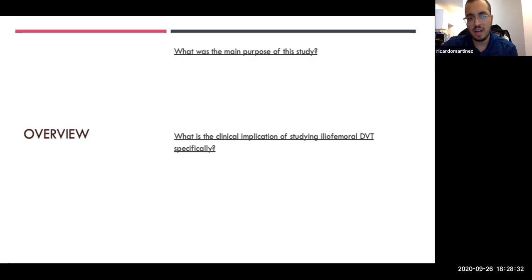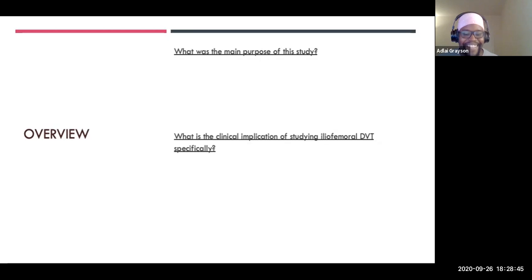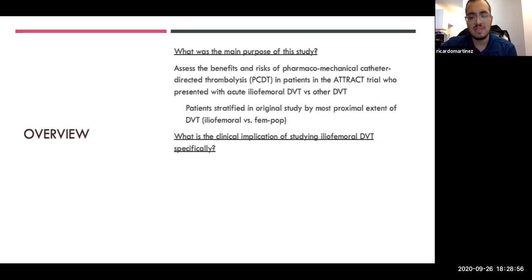Yeah. Do you remember why they were studying iliofemoral DVT specifically? Not to put you on the spot here, anyone can answer this. Austin kind of alluded to this in his presentation as well. Yeah, that's where most of our proximal DVTs that lead to PTS are, iliofemoral or caval. Yeah, so basically this study assessed the benefits and risks of PCDT in patients in the ATTRACT trial. They pulled the patients in the ATTRACT trial who presented with acute iliofemoral DVTs versus other types of DVTs.